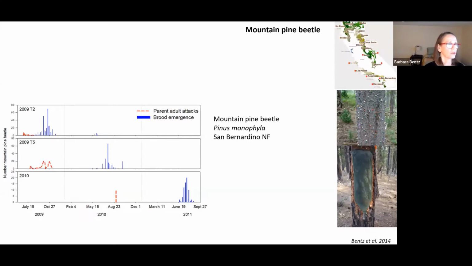So there's 2 trees shown here, tree 2 and tree 5. We found early attacks on tree 2 that occurred in June here, likely from reemerged parents. And these emerged in the fall here, resulting in the completion of a summer generation. However, brood from attacks in the fall didn't emerge until July and August the next summer, putting the life cycle back to the typical for mountain pine beetle, which is midsummer to midsummer.